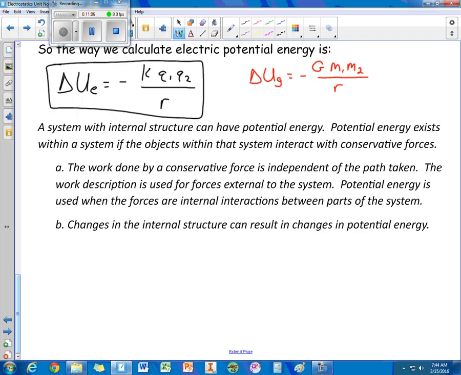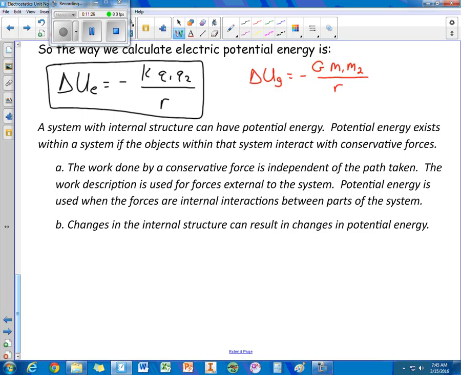The work done by a conservative force is independent of the path taken. The work description is used for forces external to the system. Potential energy then is used when the forces are internal. So remember, potential energy only works for a system, and conservation of energy only works within a system.